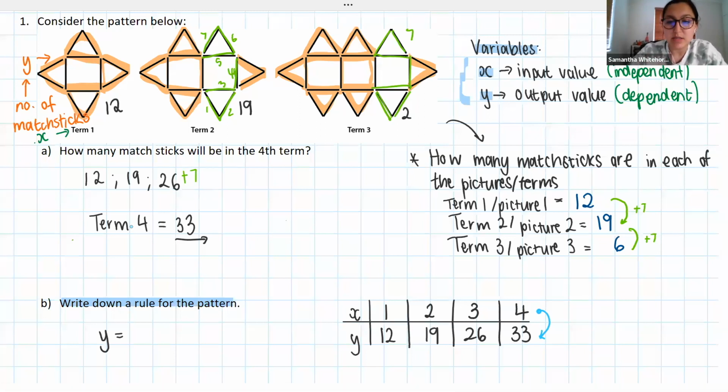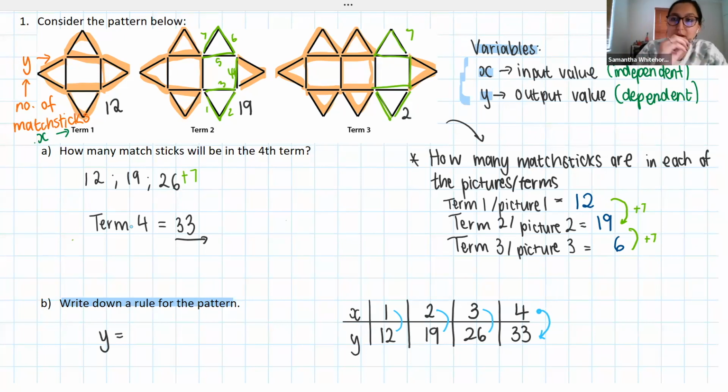That's the goal when we want to write down a rule for a pattern. So I need to ask myself, how did I get from 1 to 12? How did I get from 12 to 19, 3 to 26, 4 to 33, etc.? Now, I've told you, whenever we are adding the same thing every single time, so in this case, I'm always adding those extra 7 matches to get my next picture. It doesn't change. I'm not all of a sudden adding 12 matches. I add an extra 7 from one picture to the next, and that's going to give me my new picture.